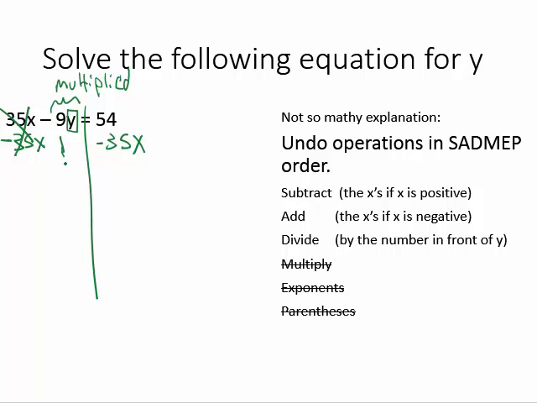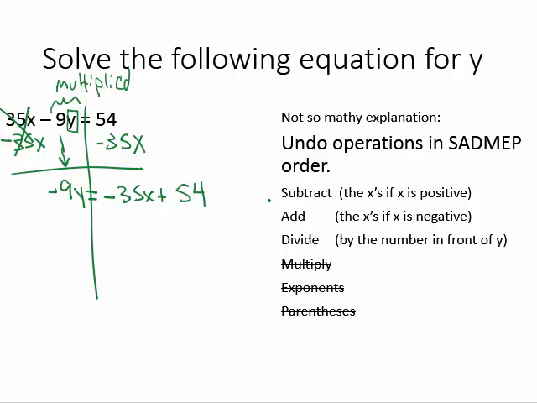That leaves us with just, I'm going to bring an arrow down, just negative 9y is equal to, and here we have a negative 35x and a positive 54. Now notice we cannot combine the negative 35x and the 54 because they are not like terms. The 54 is missing an x. So we just have to rewrite it: negative 35x plus 54.